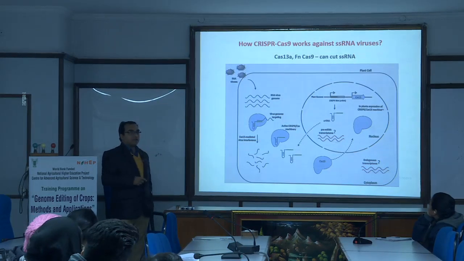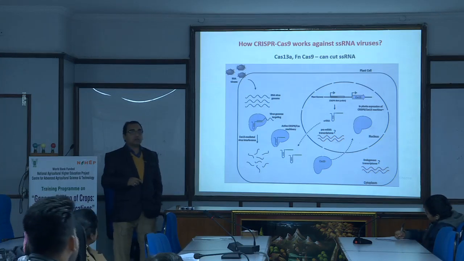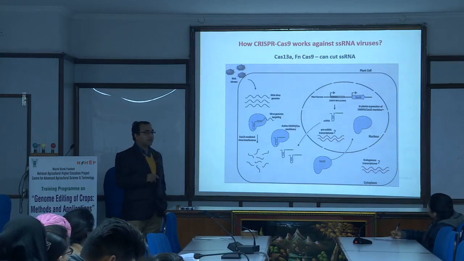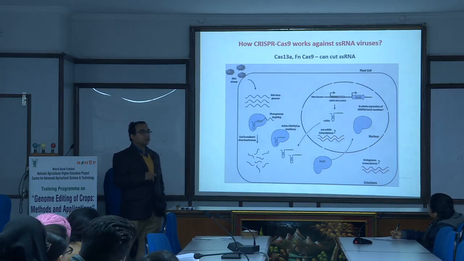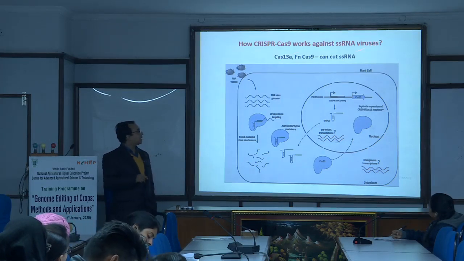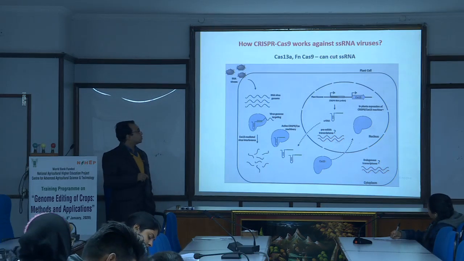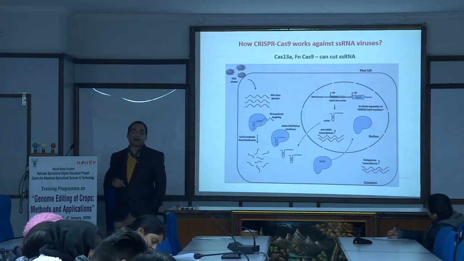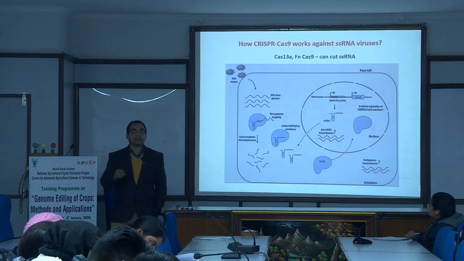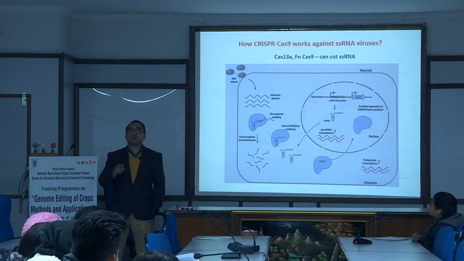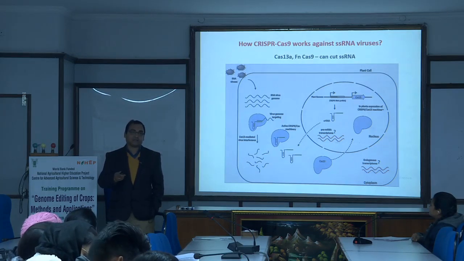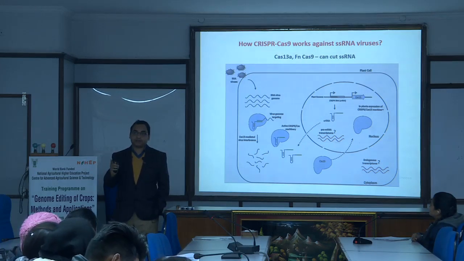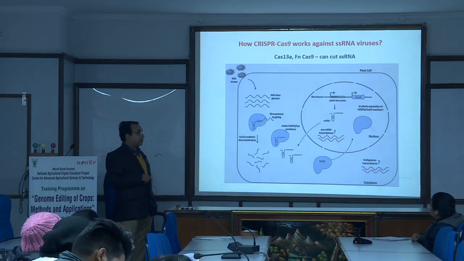Now, coming to RNA virus editing, after the discovery of a different Cas protein called Cas13a, or a variant of Cas9 called FnCas9, it has been shown that these proteins, instead of cutting DNA, can also cut single stranded RNA. When these proteins were discovered, people immediately jumped to the idea that we can target RNA viruses also. Remember that in plants, though begomoviruses are the most economically important viruses, the maximum number of viruses are single stranded positive sense RNA viruses. So, if we can target the RNA viruses, then it will be very nice.